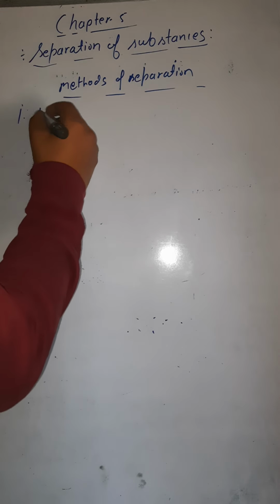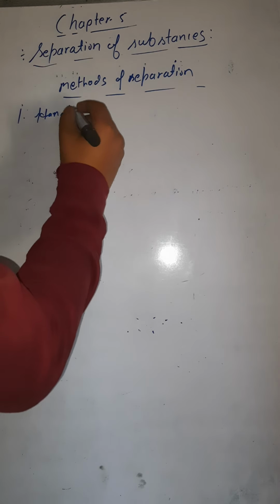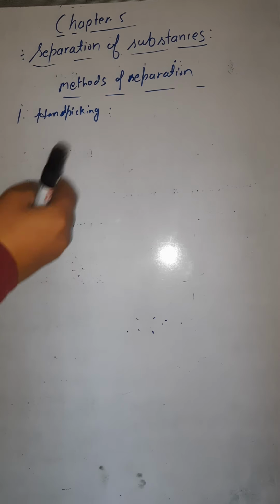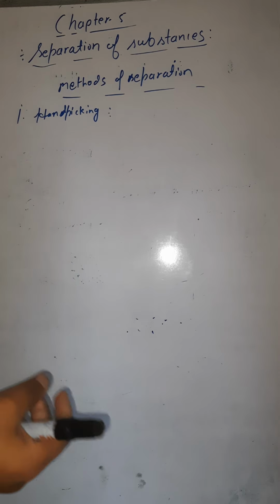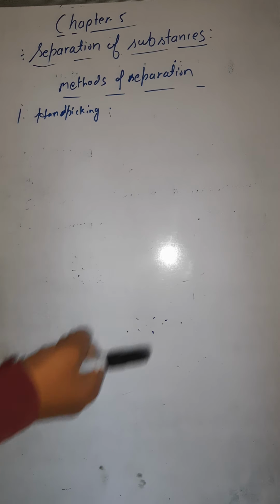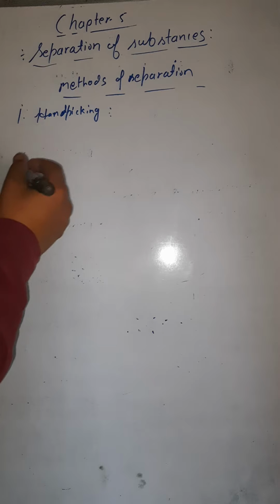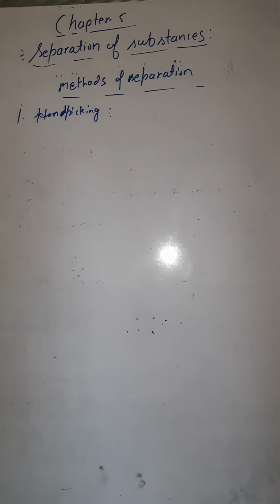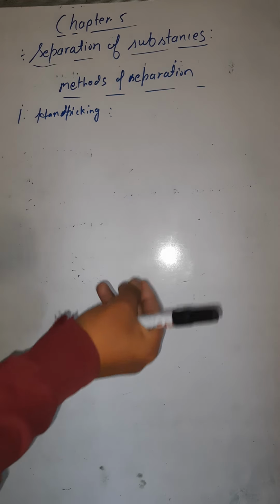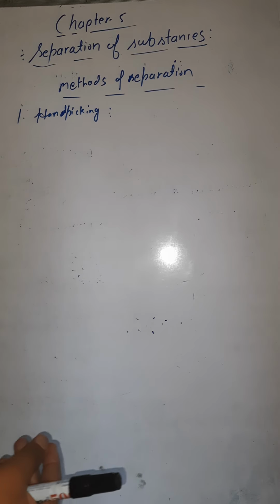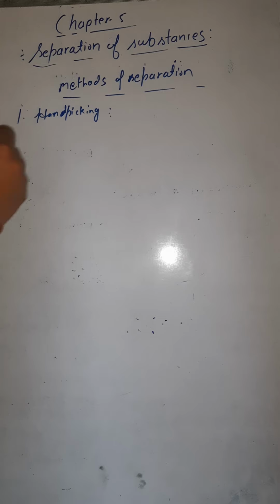First one we have already studied, and that was hand picking. Means simply picking the impurities by your hands. If you are picking by hands, that would be called the hand picking process. We use that at home also, when from the pulses we remove the small pebbles by hand. So that process would be called the hand picking process.